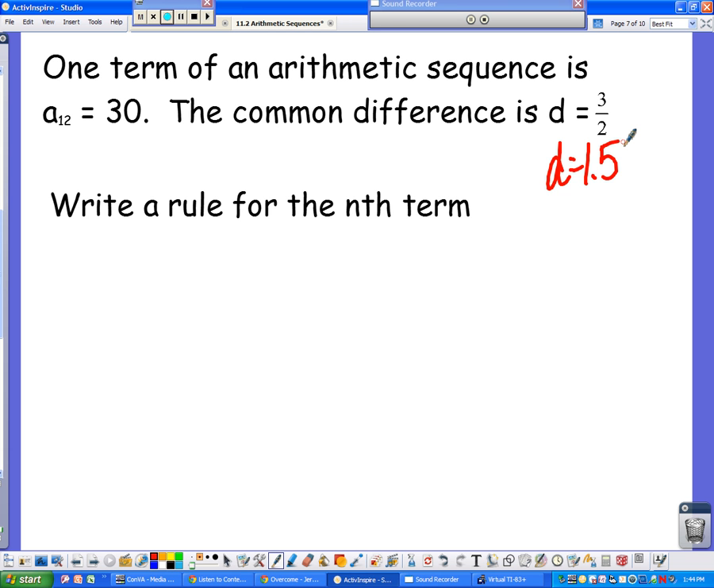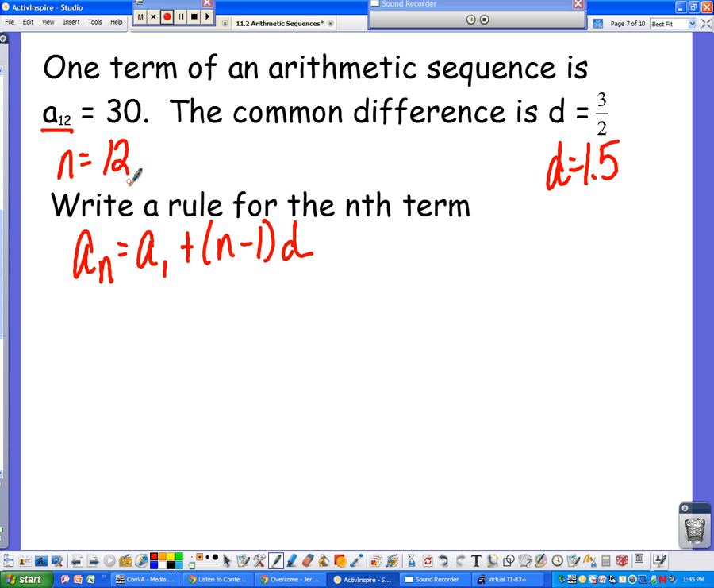So when we're writing these, remember we start with our formula. a sub n equals a sub 1 plus n minus 1 times d. The problem is, I don't have a sub 1. I do have a sub n, and a sub n is actually a sub 12. Whatever that number is, and this may be kind of a hard concept for you to get, in this case my a sub n is going to be 30. My n in that case is 12.